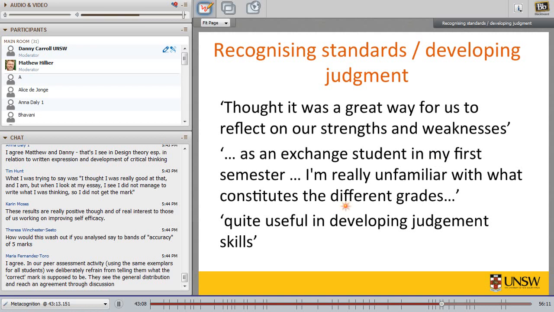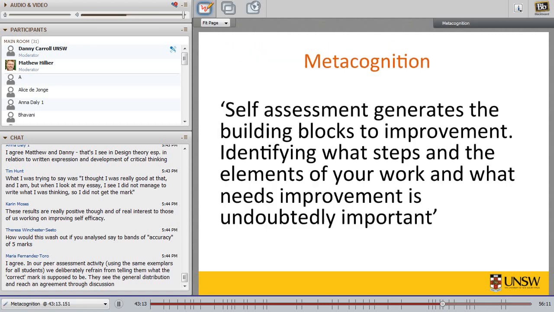And one student, as we have a lot of international students, said, "It's my first semester and this was really good because it helped me focus on what constitutes different grades." So they were quite positive in those areas. In terms of metacognition, quite a few of them talked about the levels of thinking about thinking and thinking about judgment. That was really gratifying, hearing them talking like teachers. One student said, "Doing the activity generates building blocks for improvement. Identification of steps and elements that need improvement is undoubtedly important."